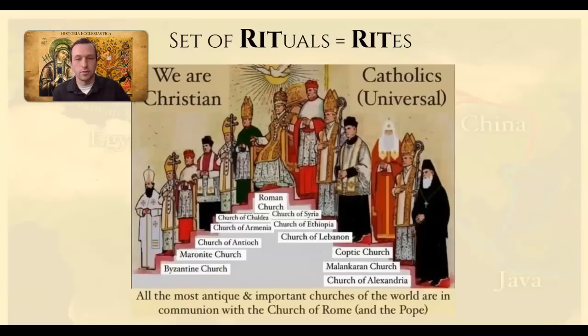As you can see here, this ladder does not have any particular order. It's just trying to show that the Pope's kind of on top, but it's not like the various churches are actually ranked in this manner. But all of the most antique and important churches of the world are in communion with the Church of Rome and the Pope. So this is just showing a variety of different churches that are all in communion with the Pope. And once again, they're not listed in any order.